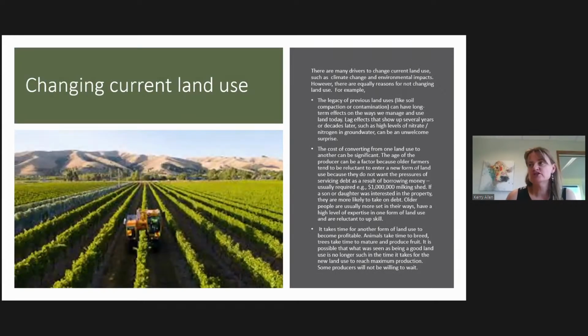Okay, looking at changing land use. So right now there's a whole lot of drivers that cause land use to change, and that, as we've talked about, all those factors can be those drivers. So we need to be mindful that land use is not static. It's not going to be the same forever. It's going to change. But some reasons why they do not change is because of traditional land uses. Can be caused problems from it, such as compaction or contamination. Sometimes you can't change them now because of those.